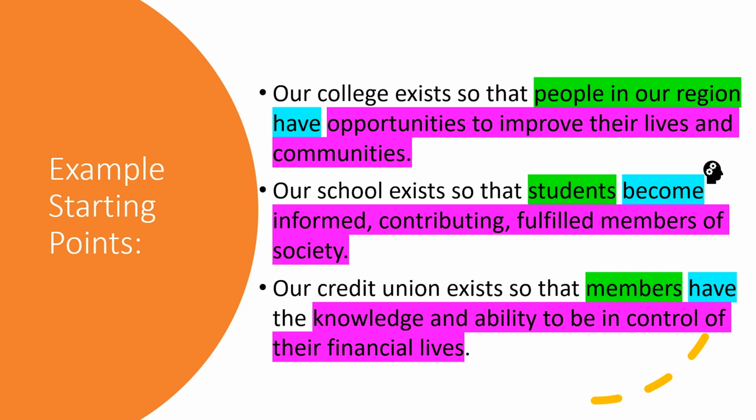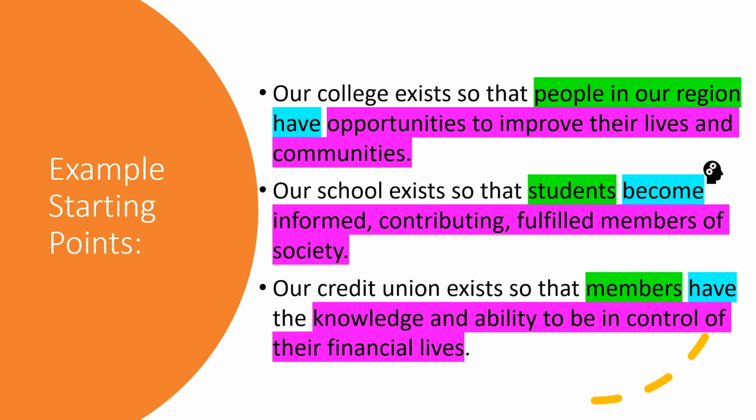The next one is students. The last one is members. In the fuchsia, you'll see what the organization's contribution to that moral owner is. And in the blue, you'll see the transitional verb: the is, has, becomes, have, etc. So our college exists so that people in our region have opportunities to improve their lives and communities.